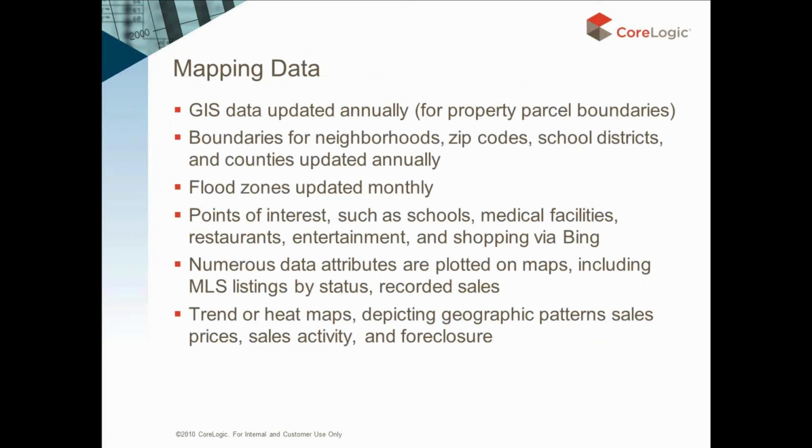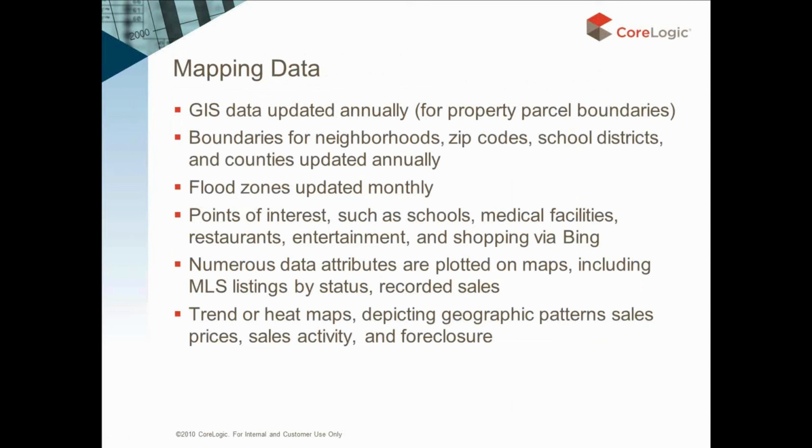And there's also a lot of visual ways to display information, like other boundaries, neighborhoods, zip codes, school districts, counties. All of those lines and those boundaries can be laid over the map, and they're all updated annually. Your flood zone information also can be overlaid on the map. That's updated monthly. We bring in points of interest from Bing Maps as well. So for schools, hospitals, restaurants, places to go shopping, all the information that we can get from Bing, we bring into Realist, and we'll show you icons where those things exist on the map, and we'll show you phone numbers and addresses for them as well.